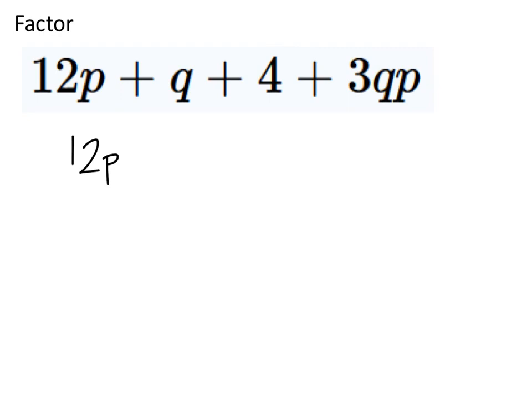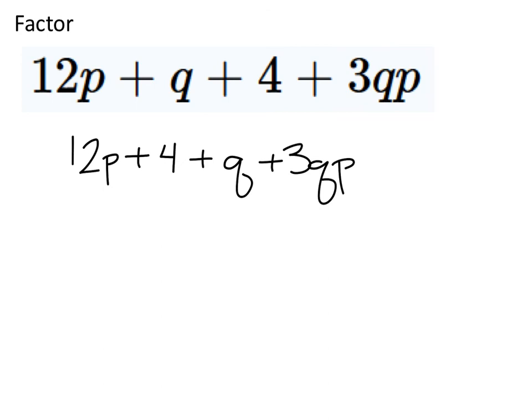12p doesn't go with the q. So do you want it to go with the 4 or the 3qp? 4. All right, so I'm going to make that 12p plus 4. And then I'm going to make that q plus 3qp. All I did was rearrange things so that I can group differently. Now, why did you move the 4 there instead of the 3qp? Just out of curiosity. Because I know that 3 is going to end up with the 12, and I want 3qp together. Okay, good, that works. And that's okay.